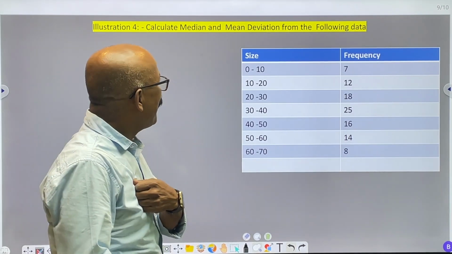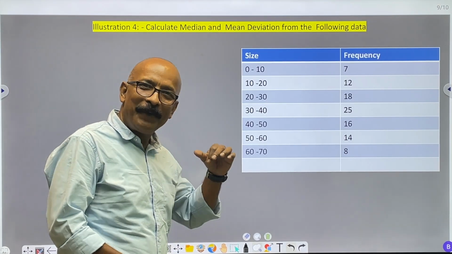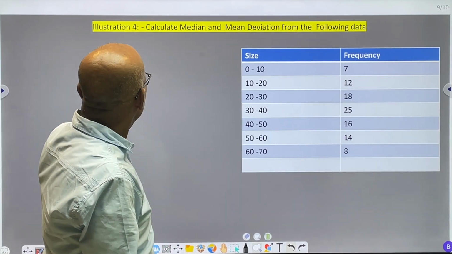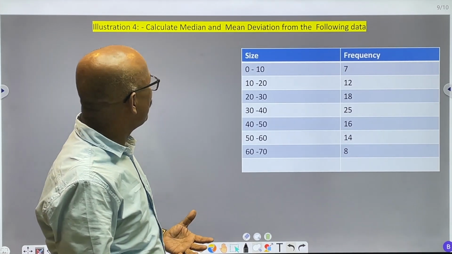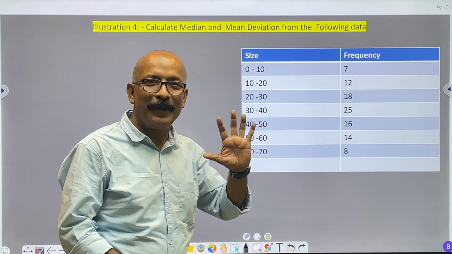Myself Bimal, and today in this video we will see how to calculate mean deviation and how to calculate median, as well as how to calculate the coefficient of mean deviation.